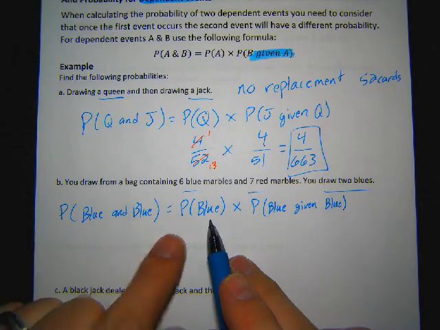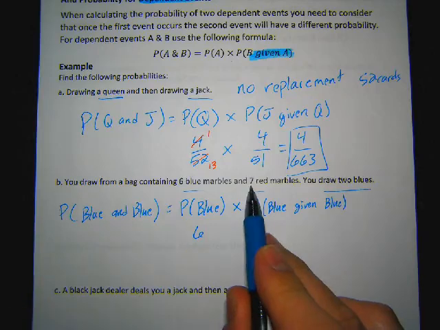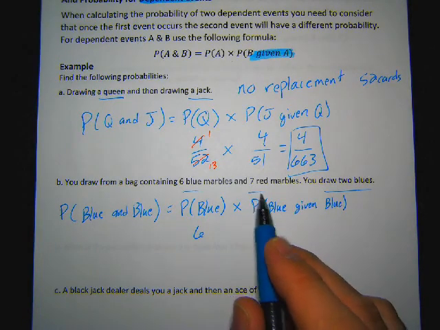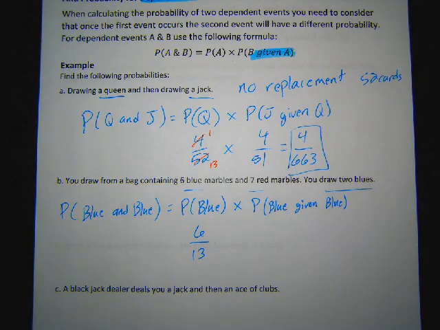First blue, there are 6 blue marbles to pull from. And out of this bag here, they don't tell us the total, and they'll do that a lot. They'll just tell you the different numbers. You should be able to add those up and get the total. 6 plus 7 gives us 13 total. So 6 out of the 13 are blue.